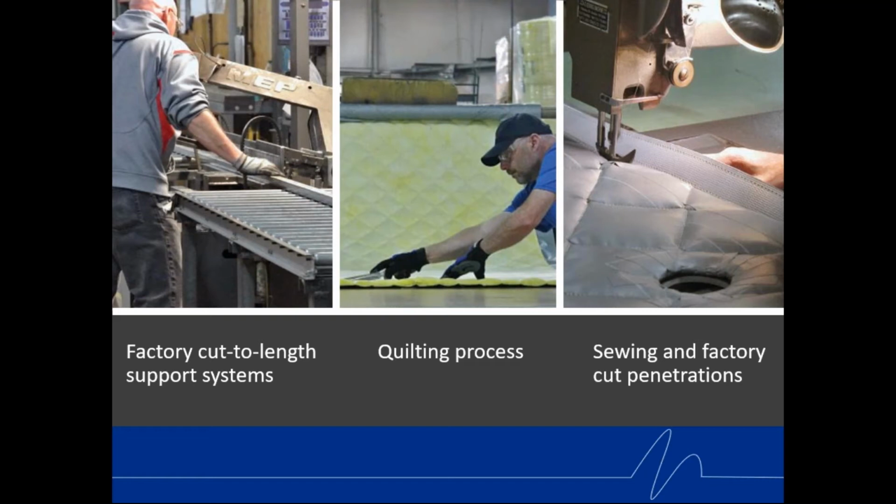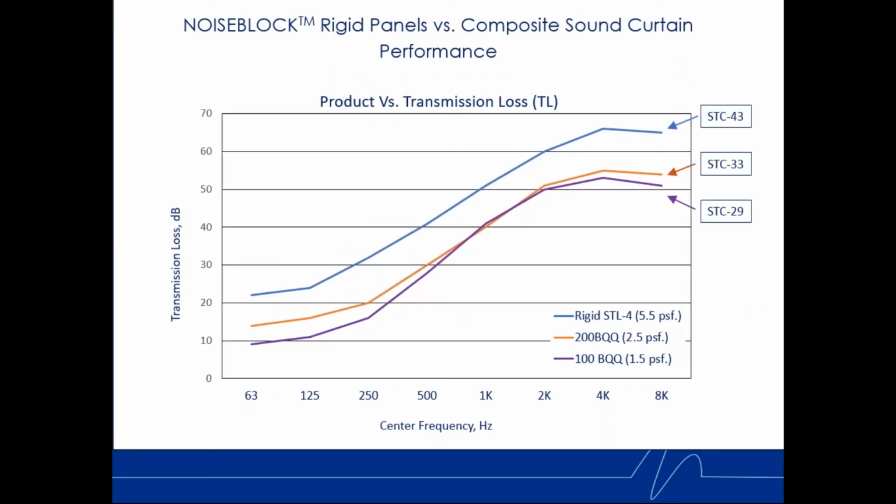In the process of our curtain manufacturing, we have factory cut to length support systems. So we're going to have different ways to support a sound enclosure made of curtains. We have quilting processes to quilt the product, and then we have sewing and factory cut penetration processes. So everything comes already sewn, fit to size, fit to your application for easy install. But that's really all that's involved in the manufacturing process.